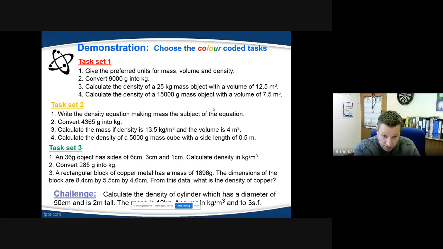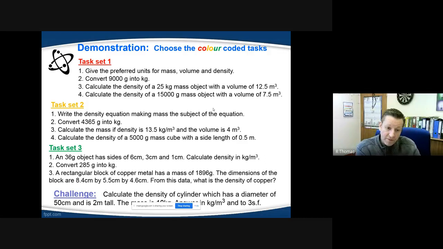Now the challenge question was a cylinder, okay? To work out the volume of a cylinder, you have to work out the cross-sectional area, which is a circle, pi times radius squared. And once you've done that, multiply it by its length, right?